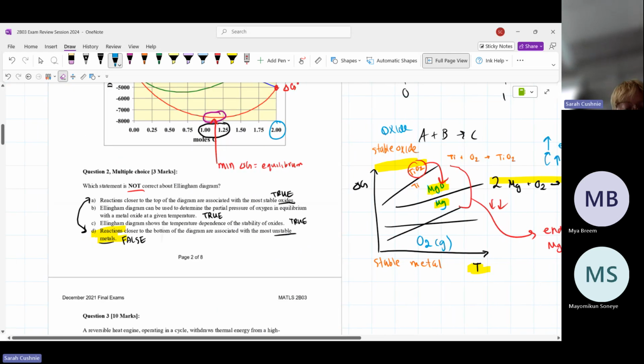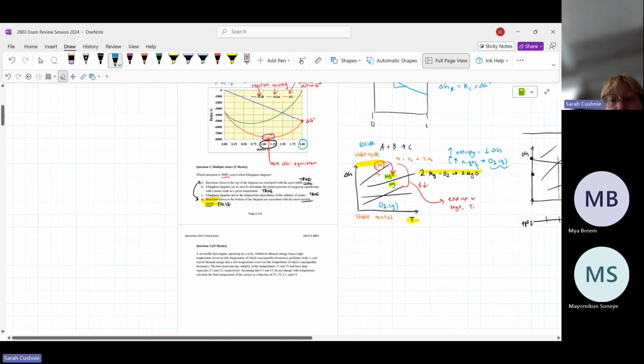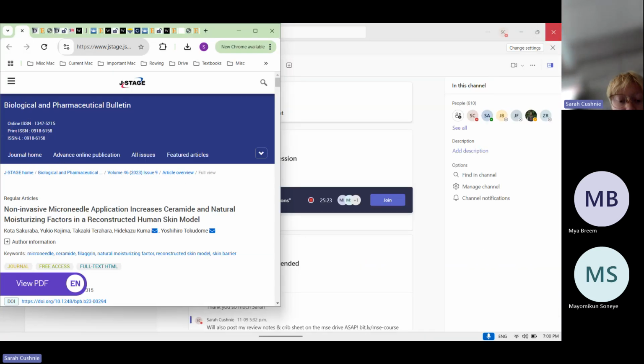Moving on to question 3. Do you want to record? Oh no, OneNote, what are you doing? Okay, give me a sec. OneNote is glitching out on me.